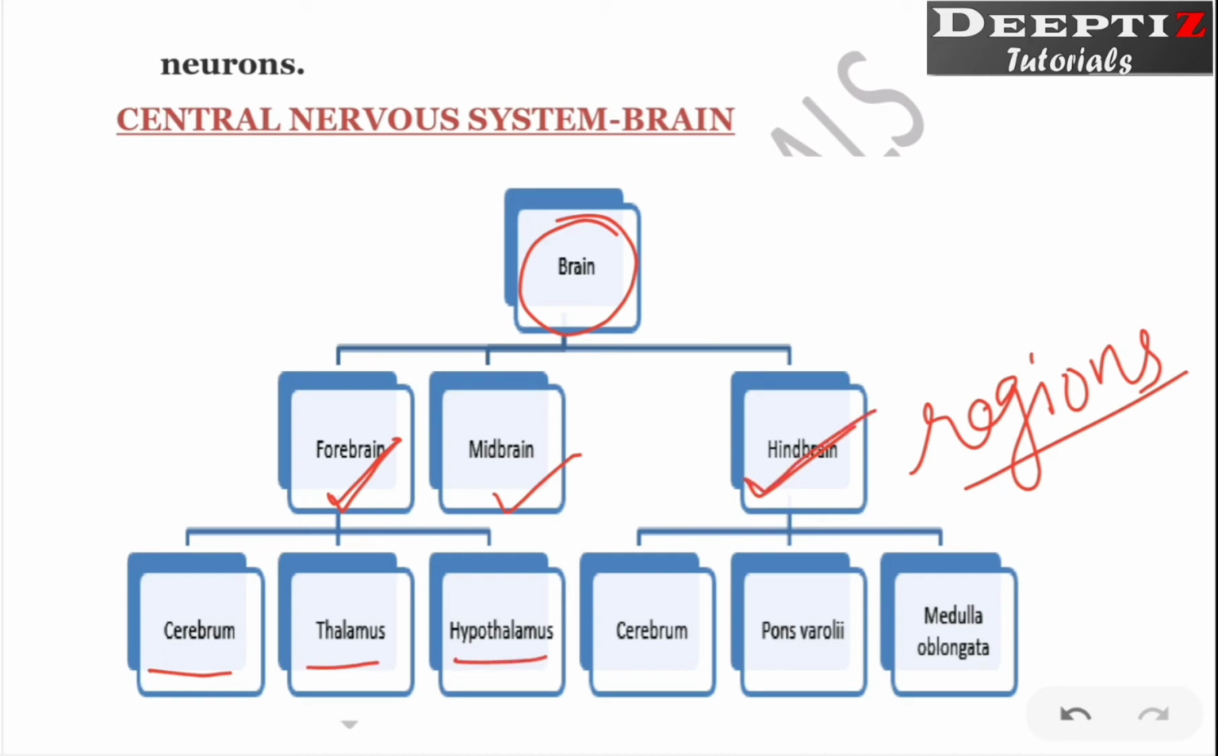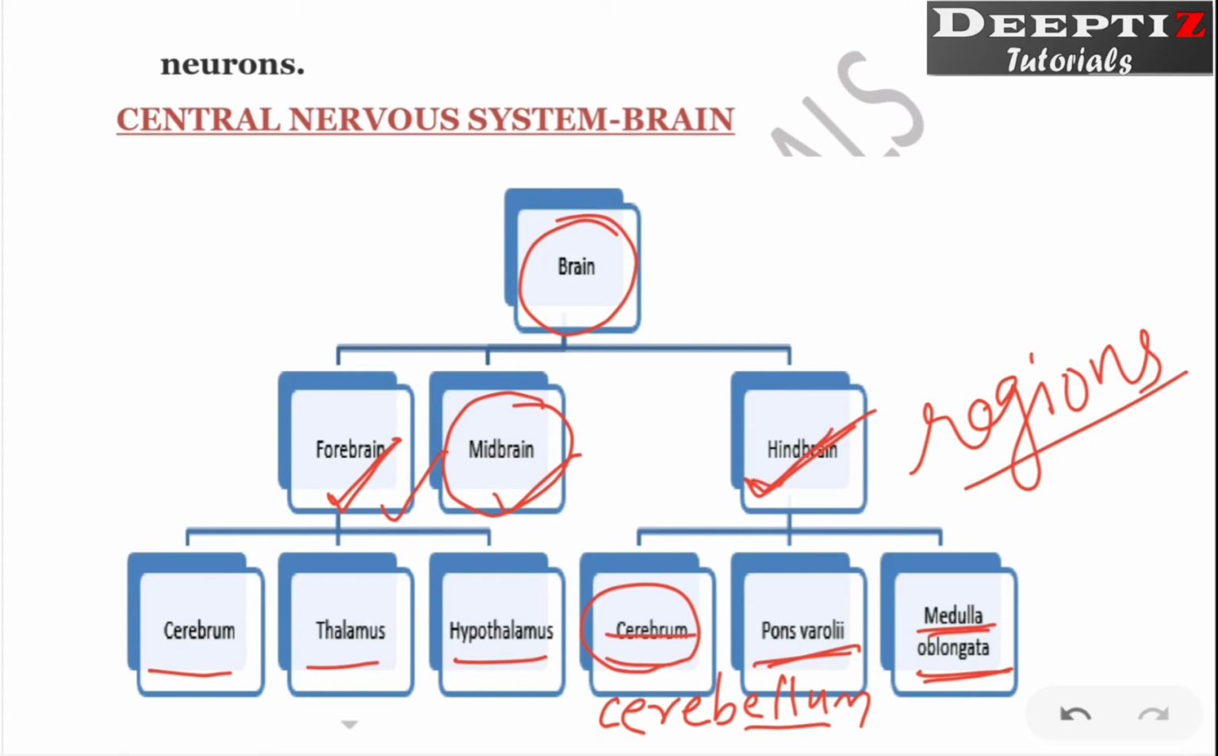The hindbrain part of the brain consists of cerebellum, pons varoli and medulla oblongata. This is not cerebrum, this is actually cerebellum. So cerebellum, pons and medulla oblongata form the hindbrain. So what is the function of the midbrain? To connect the forebrain with the hindbrain.